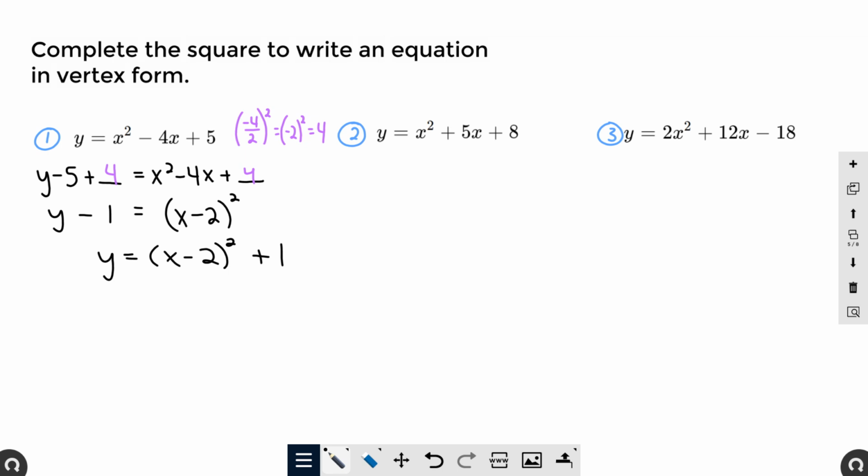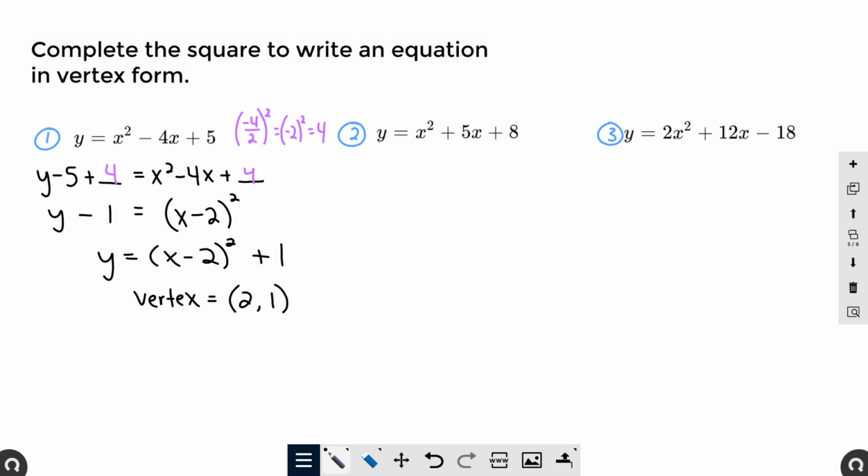So really all that you had to do was move C and then figure out the blank to factor, get y by itself. So now that y is by itself, we know our vertex is 2, 1. Good, it's the opposite and then the same.